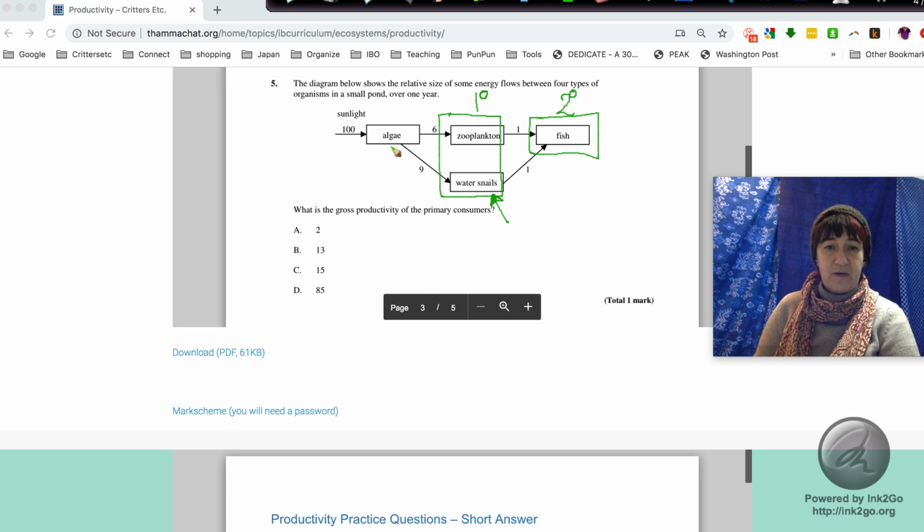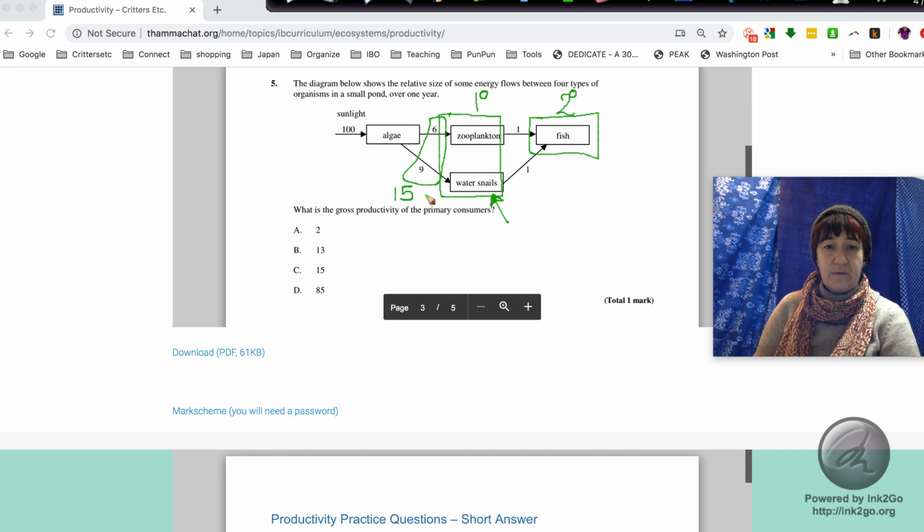So the gross productivity is how much they ate, and then we've got how much they're passing on to the fish. So we don't know. Okay, so they took in 6 units. They took in 15 units. 6 plus 9 is 15. They took in 15 units of energy from the algae.